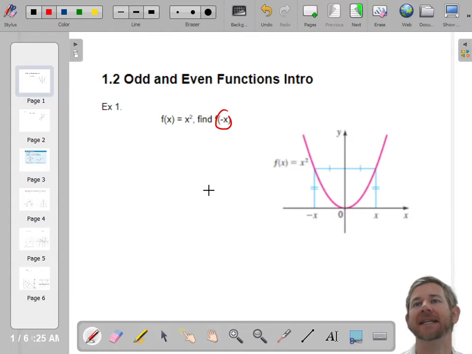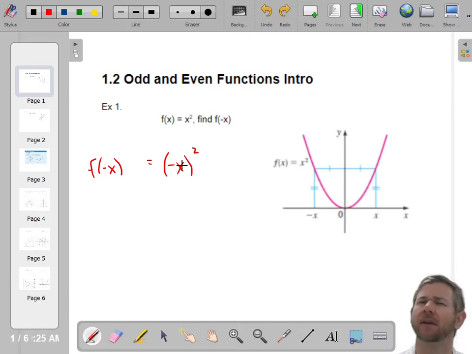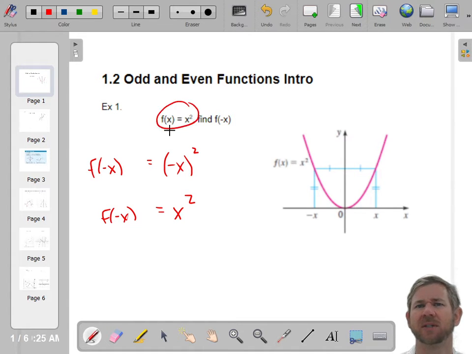So if it says find negative x, what that means is instead of x squared, everywhere I see an x, I'm going to put a negative x, and we're going to see what happens. So f of negative x, when you plug in negative x instead of x, you're like, oh, negative x times negative x is x squared. So f of negative x equals x squared. But that's what we started with.